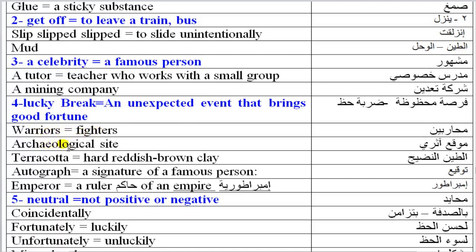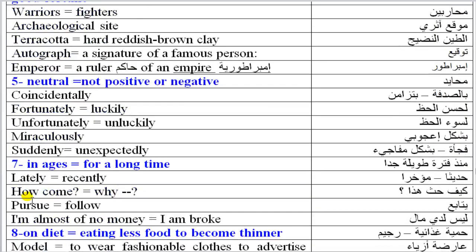Warriors, fighters. Archaeological site. Terracotta, hard reddish brown clay. Autograph, a signature of a famous person. Emperor, a ruler of an empire. Fine. Neutral, not positive or negative.